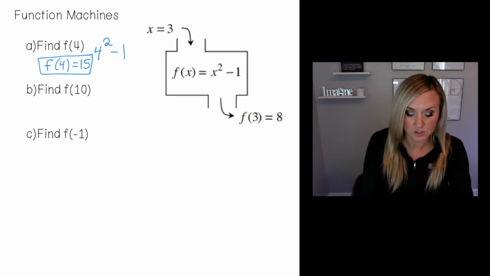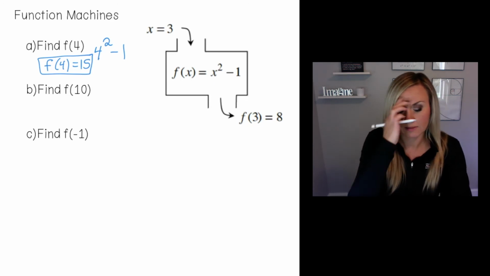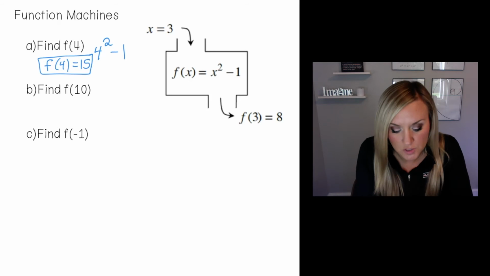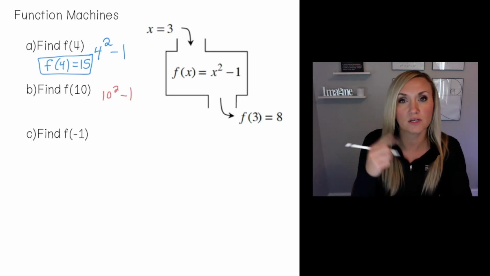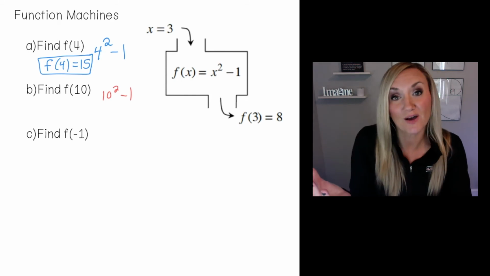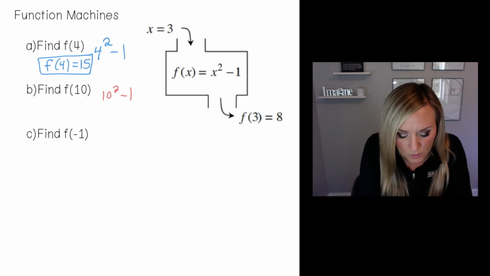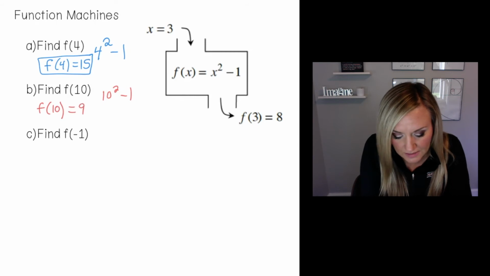Okay, let's do the next one. Let's try 10. So it's now going to become 10 squared minus 1. Now 10 squared is 10 times 10, which we know is 100, minus 1 is 99. So we're going to say f of 10 equals 99.